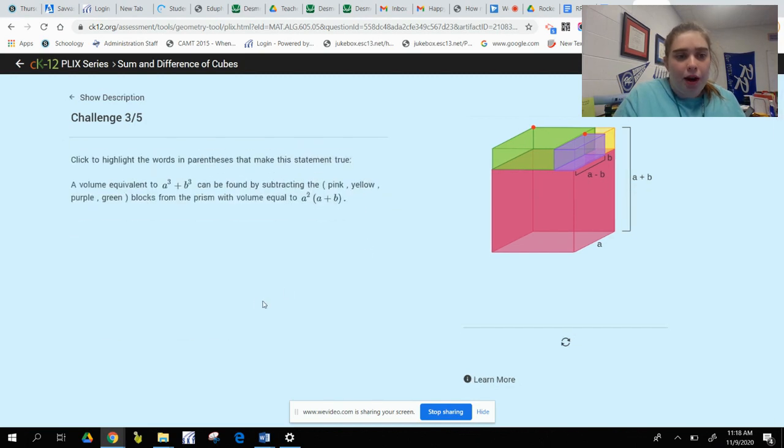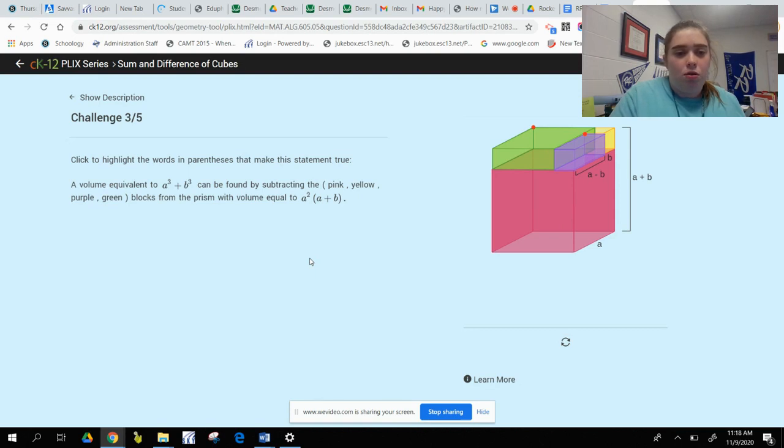There we go. All right, so now for this little not even a paragraph, a sentence, I guess. It wants you to highlight the words that are in the parentheses, so of these colors, pink, yellow, purple, green, to make this statement true. So it says that the volume equivalent to A cubed plus B cubed, so it doesn't tell us what that is, but just the volume that's equivalent to that, can be found by subtracting which blocks from the prism with volume a squared times a plus b.